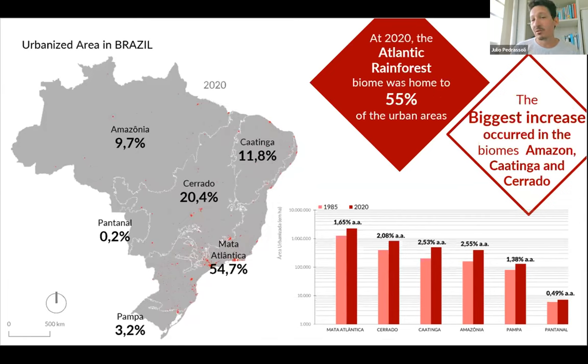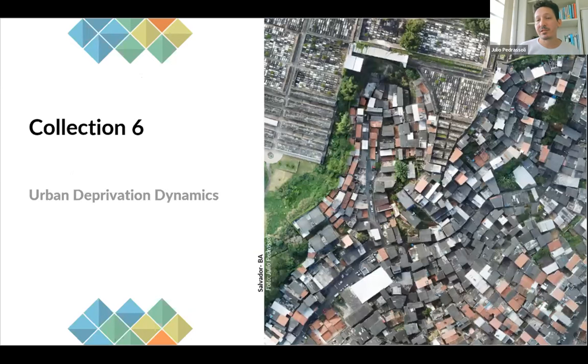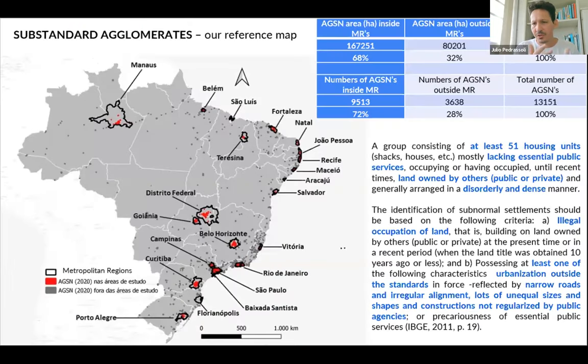So the question is, we have the general data on the dynamics of the Brazilian urbanized area, but how did these dynamics happen when you look specifically at the deprived urban areas? This is an important question. To answer this, or try to answer this, we analyzed the increase in urbanized areas within the limits of the subnormal agglomerations, which is the official mapping of favelas or slums in Brazil, and compared the results with the urban expansion outside of these areas in the same period.